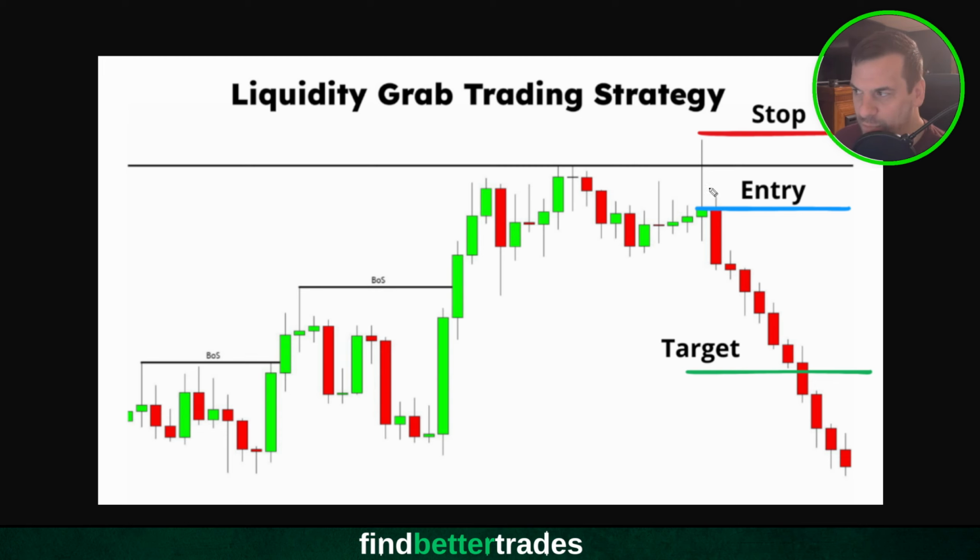Be careful. If it breaks and it did close up here, I always like that as a confirmation for the next day. So if the next open was up here, that is a good time to enter. That would be an actual buy trade.